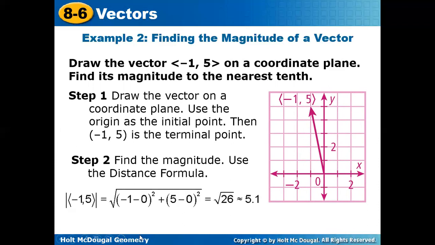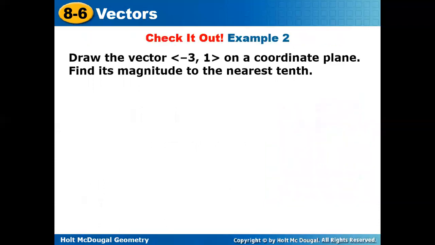Now to find the magnitude of this vector, we will use the distance formula. We want to find the distance between the origin point, 0 and 0, as x1, y1, and the point -1 and 5 as x2, y2. We use the distance formula. Then the magnitude of this vector is root 26, which is approximately 5.1.